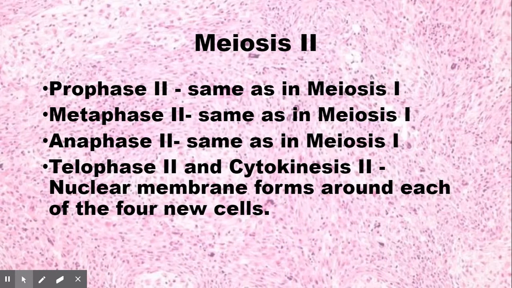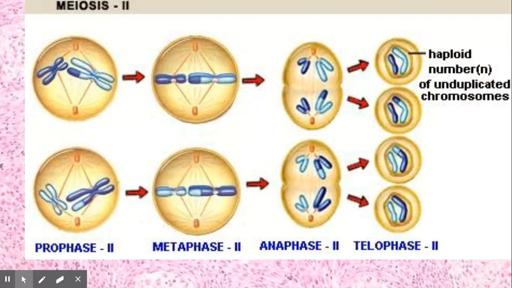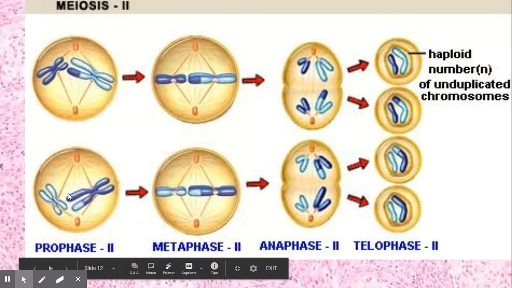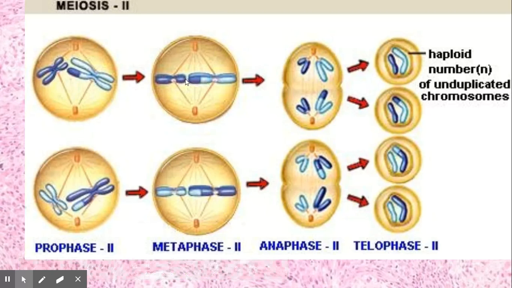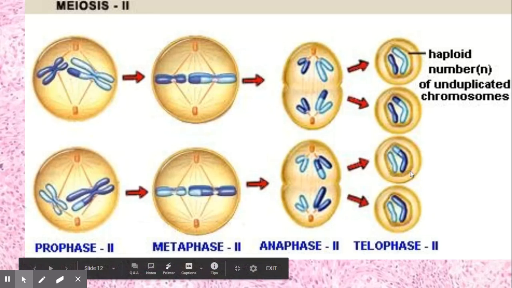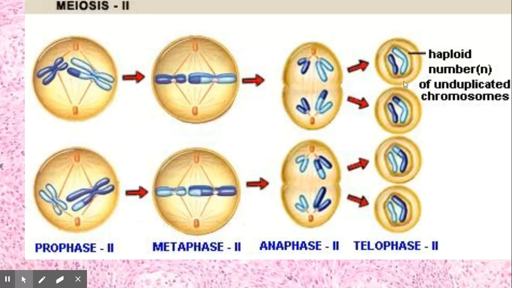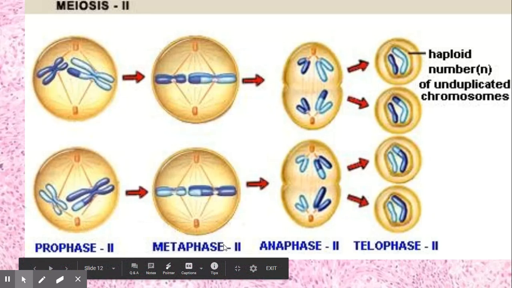Now we will go through a second phase of meiosis. All of those same phases that we just went through in meiosis 1, we're going to do again. So prophase 2, metaphase 2, the chromosomes are going to line up. Anaphase, they're going to be pulled to the opposite poles. And then telophase, they're going to be split into haploids now. So we've got a half of each chromosome that we started with in meiosis 2.